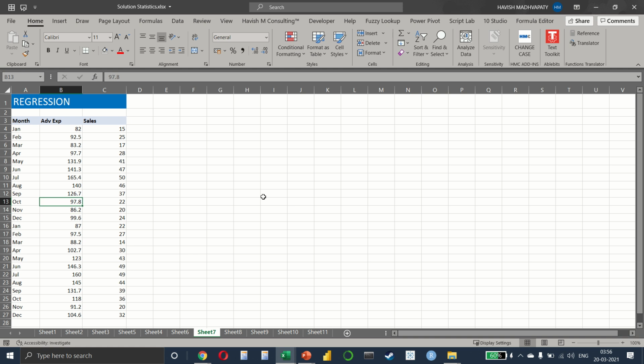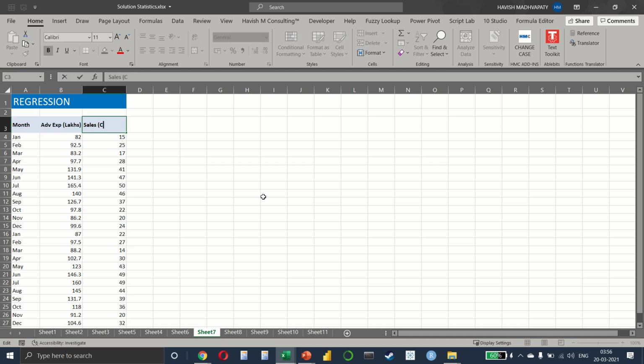All right. Now, obviously, we want to find whether, if we increase the advertising expenditure, which is measured in, let us say, lakhs, it will impact my sales, which is measured in crores. So if I increase my advertising expenditure to 0.82 crores, which is 82 lakhs, my sales is 15 crores. And when I increase it to 92.5, we get 25 crores, which I would expect. How do we find regression?